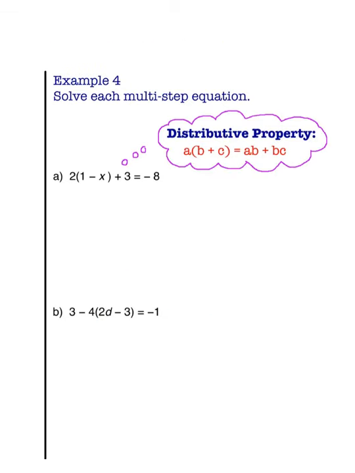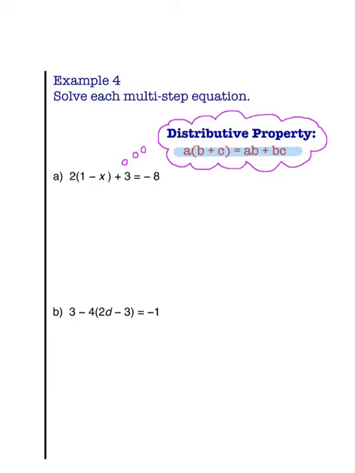All right, example 4 says solve each multi-step equation. Notice there's a little side note to part A reminding us what the distributive property is. You should have learned this back in 3rd or 4th grade and reviewed it a little bit in 6th, but it's going to be really important in algebra again.